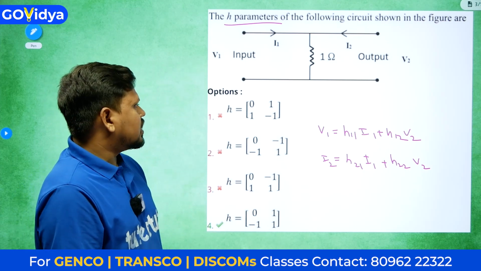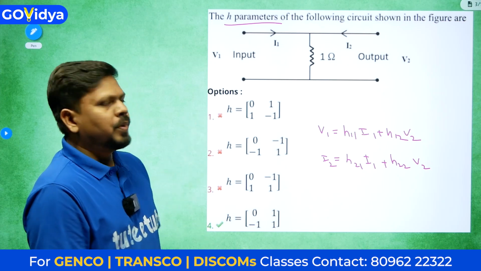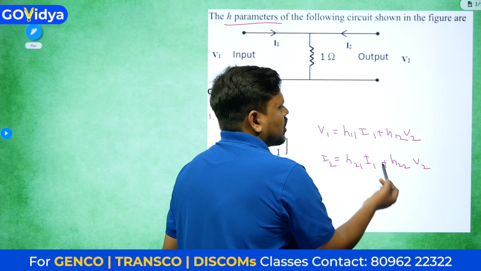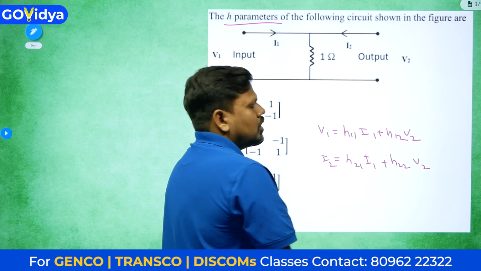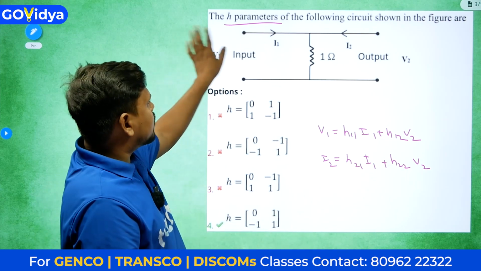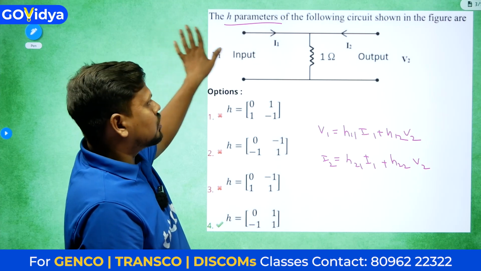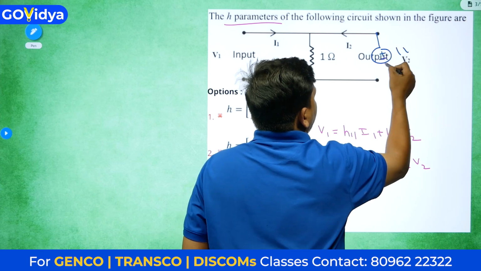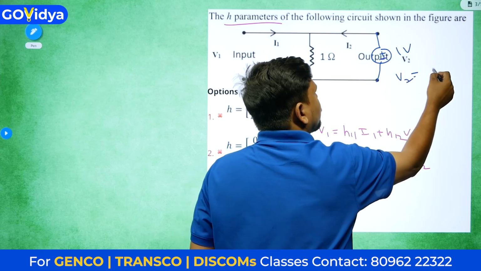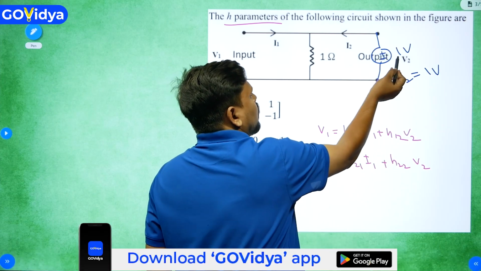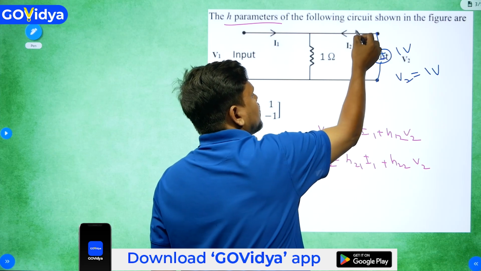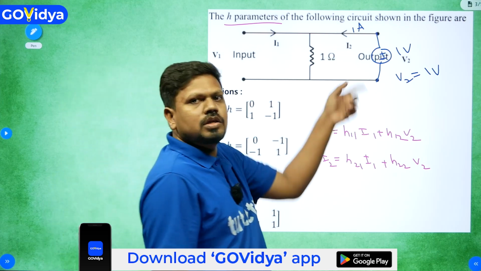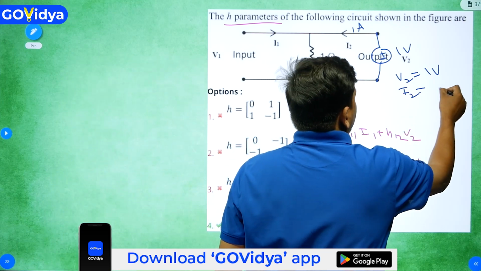Now see the options they are asking us. They are asking about all 4 H parameters. For this network, if you want H12 and H22, what you have to do? You have to make I1 equals 0. Current equals 0 means open circuit. If this is open circuit and I energize with a 1 volt source here, that means directly V2 equals 1 volt. Current will go inside, 1 volt divided by 1 ohm, so 1 ampere of current is going inside. So I2 value is 1 ampere.